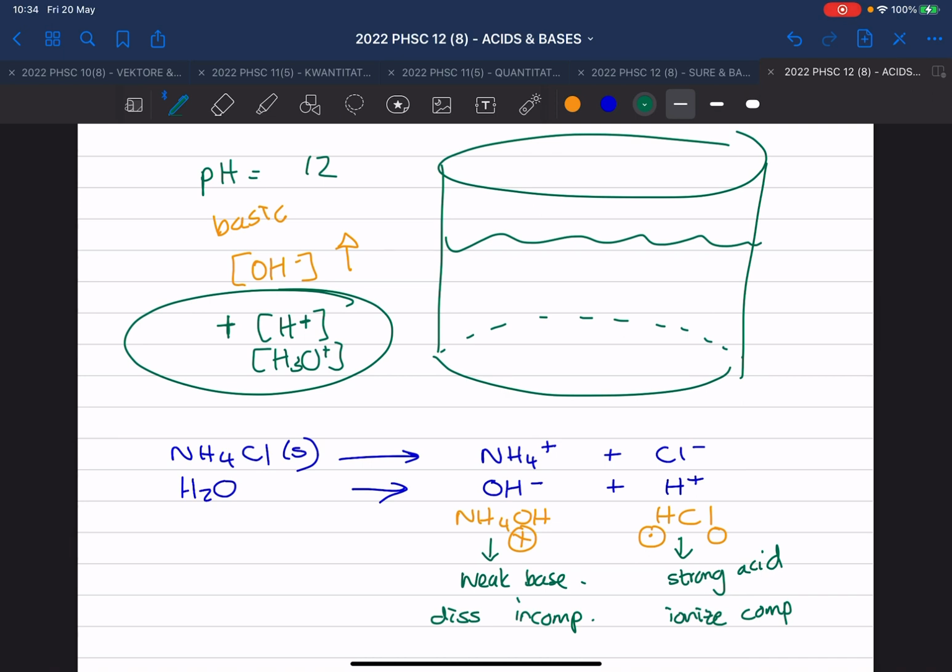Then we said, this thing here is a weak base. How do we know that? It's a hydroxide not bonded to a group 1 or group 2 element. So weak base. What is a weak base? It associates incompletely. Meaning what? It means that these two find each other and they stick.